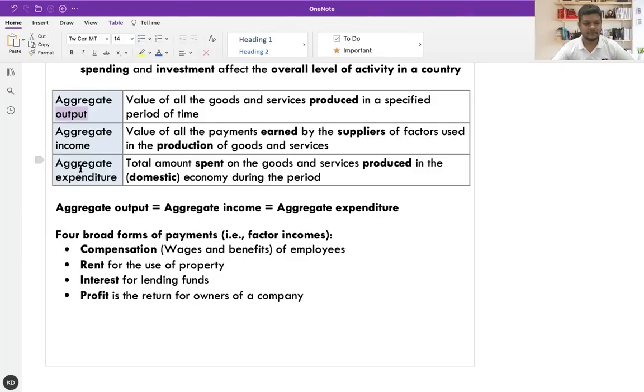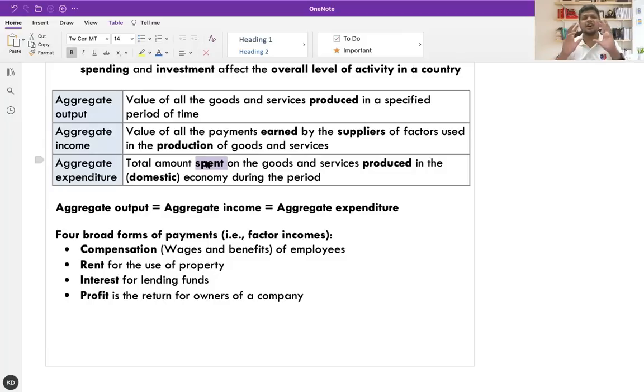And then you have aggregate expenditure, another method, which tells you not the total amount earned, but the total amount spent on producing these goods and services. So one is the value of goods and services, and second is the total amount spent on the production of these goods and services. Right?